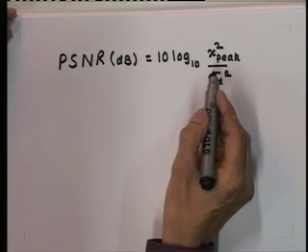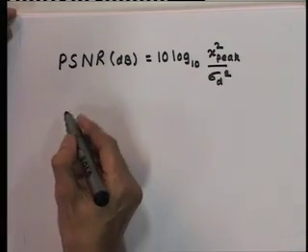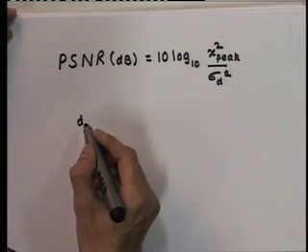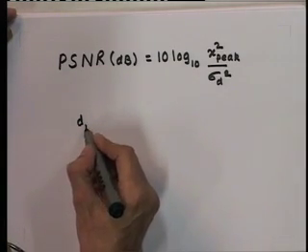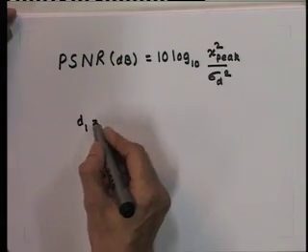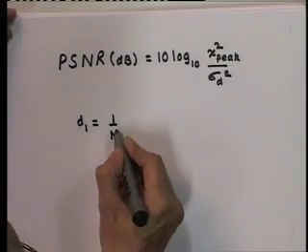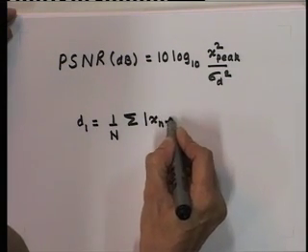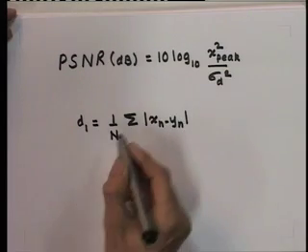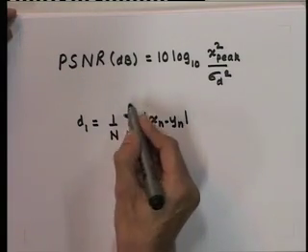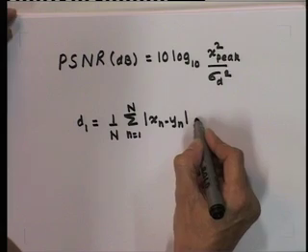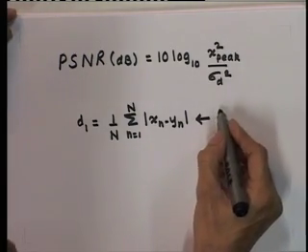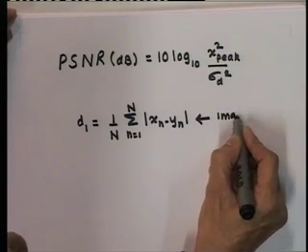Now, another difference distortion measure that is used quite often, although not as often as the mean square error, is the average of the absolute difference, denoted as d1 is equal to 1 by N summation of the absolute difference between the two sequences. Now, this measure seems especially useful for evaluating image compression algorithms.